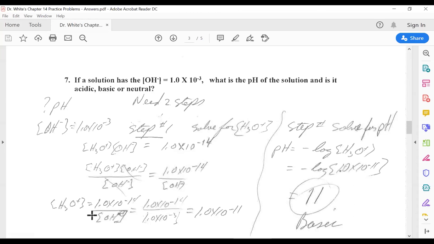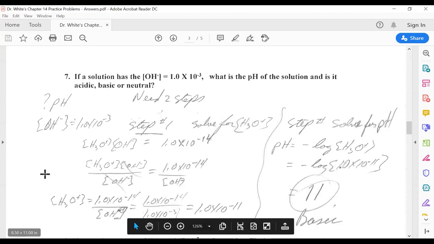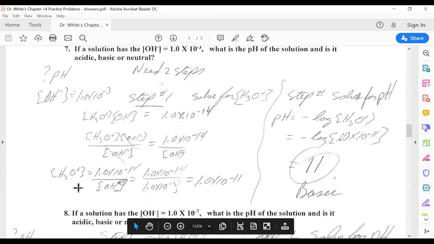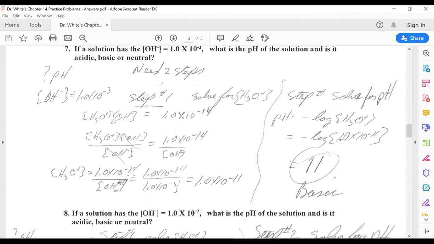And now, I'll rewrite this and say, hydronium equals 1.0 times 10 to the minus 14 divided by hydroxide. I'll put that value in, I'll do the math, and it's 1.0 times 10 to the minus 11. Now, am I done? No, this is the hydronium ion concentration. I need that to calculate what I'm really being asked to find, which is pH.